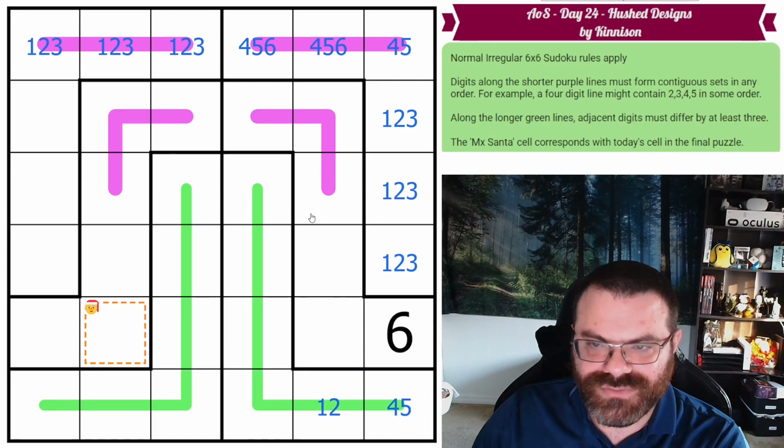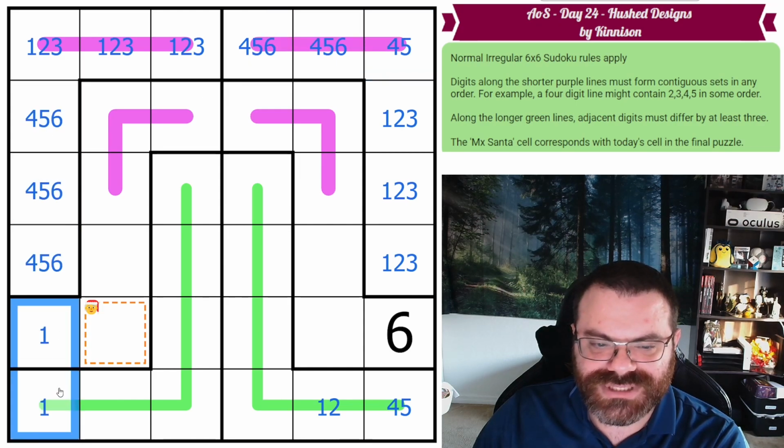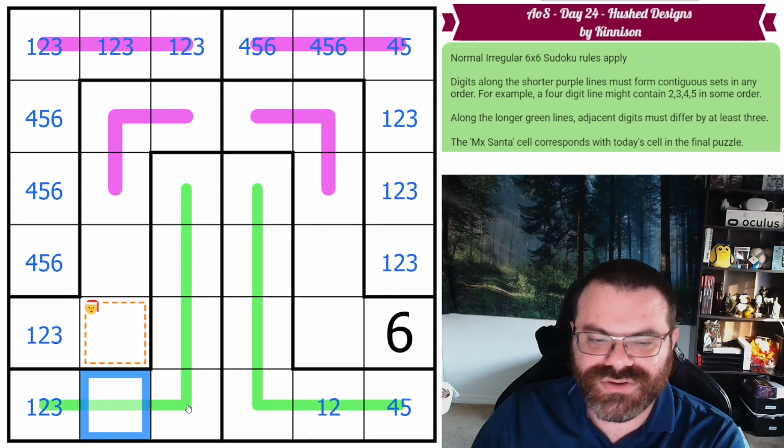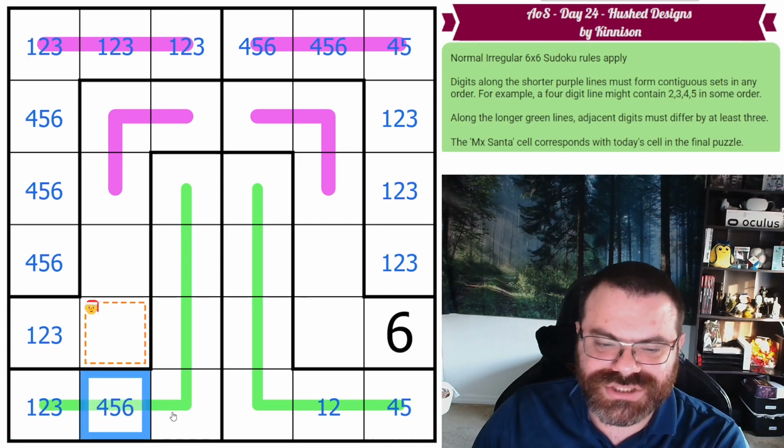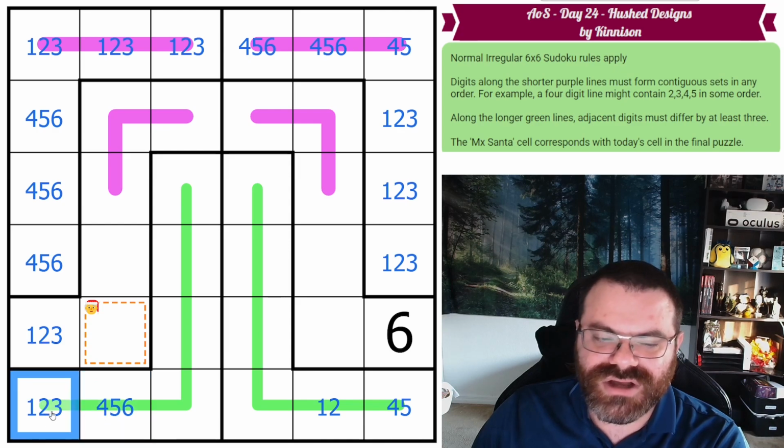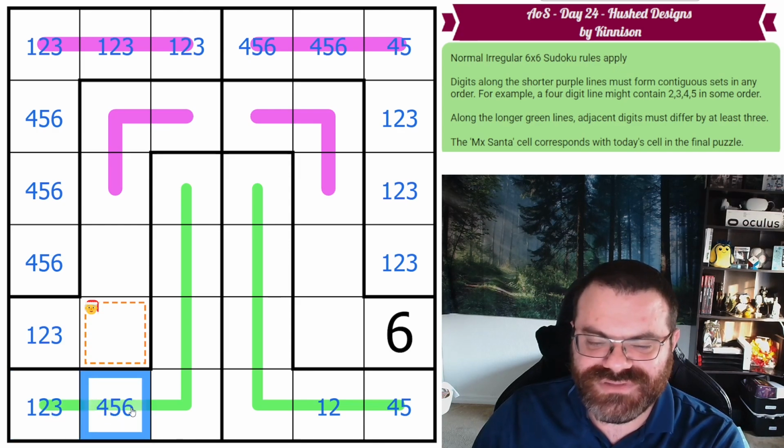What else can we do here? Well, we know that this 4, 5, 6 also goes over here. We can fill that, which means these are 1, 2, or 3. So this is going to be 4, 5, 6. And actually, one thing we can learn, because we always have a difference of 3, we could call 1, 2, 3 low and 4, 5, 6 high.